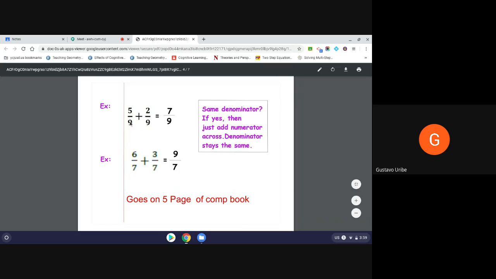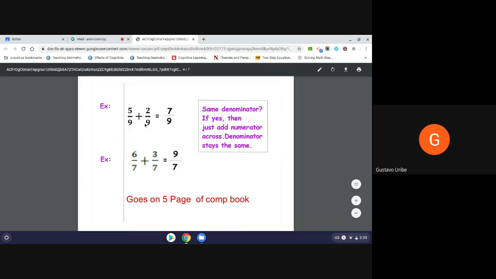Well, if the denominators are the same, look, I can just add across. 5 plus 2 gives me 7. But I do not do 9 plus 9. The denominator stays the same. The 9 just comes across. So a lot of times when people get confused is they try, because they are adding the top, the numerator, they also try to add across the denominator. And that's not going to work, right?